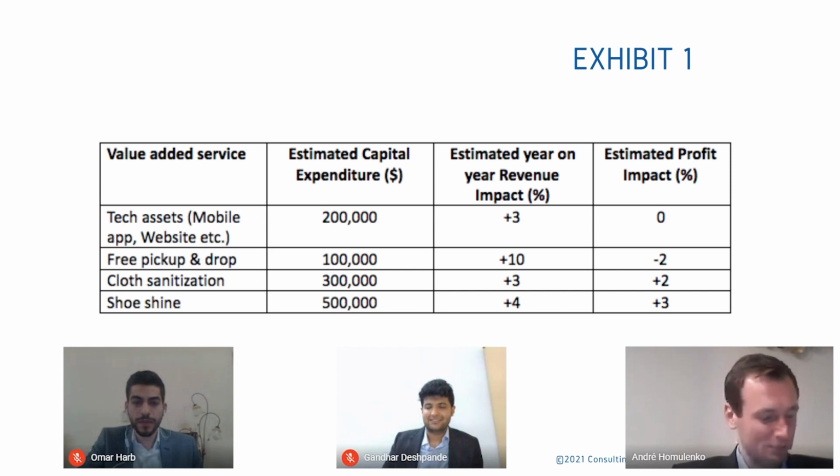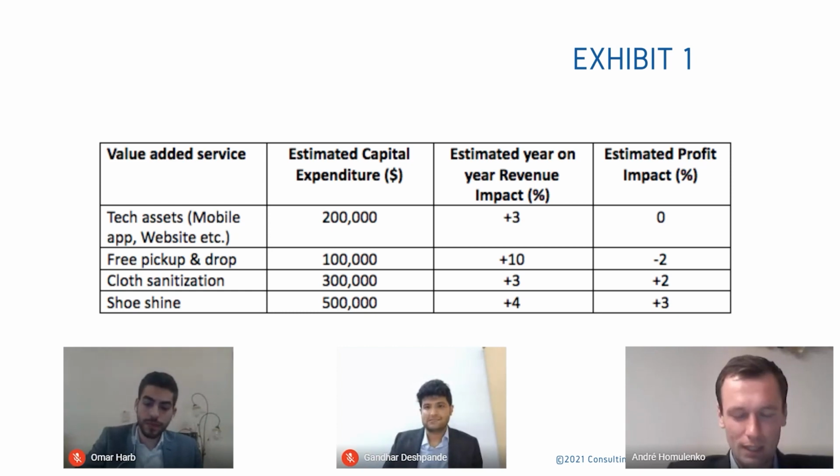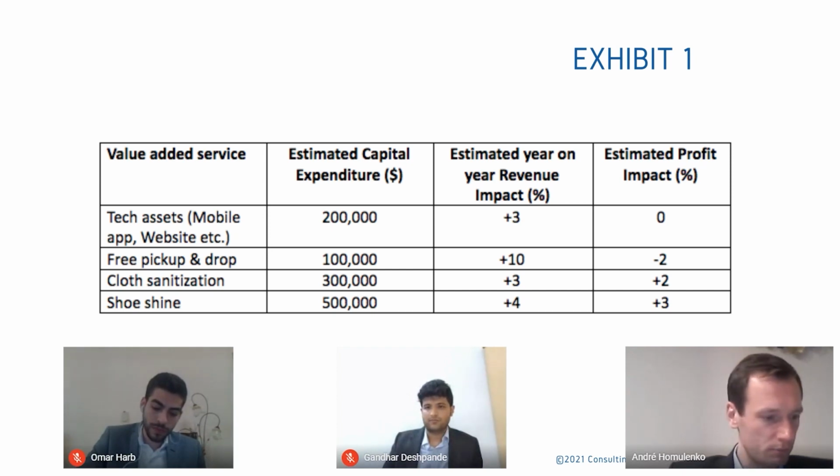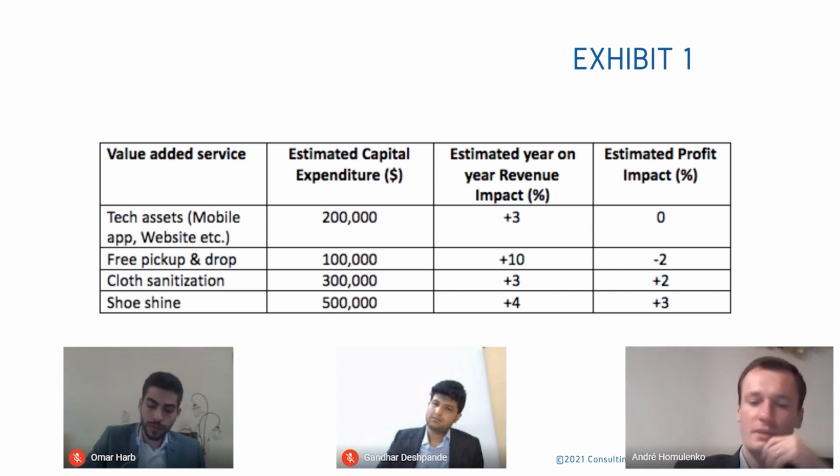Okay, so let's move on to the next question. How will you actually evaluate whether free pickup and drop-off service would be a good fit for Clean All? How would you evaluate whether a free pickup and drop-off service launch would be a good fit for Clean All? What kind of criteria would you use?